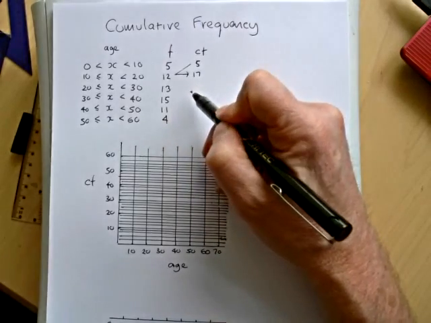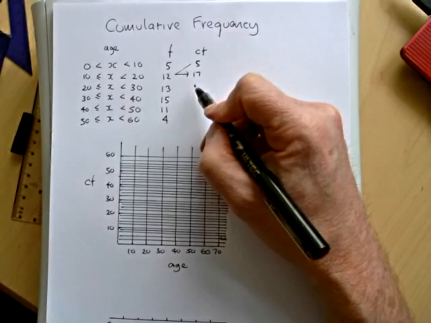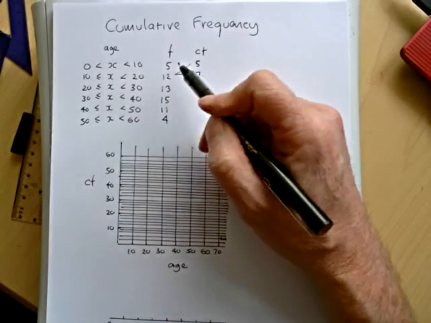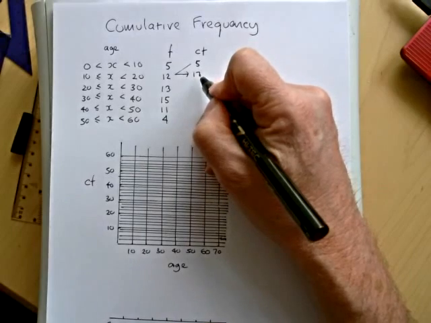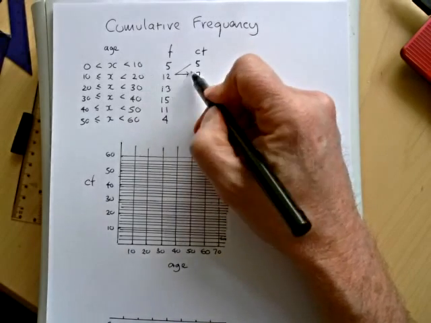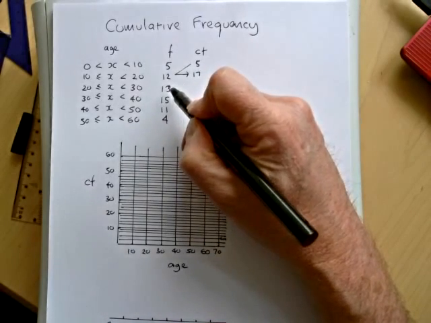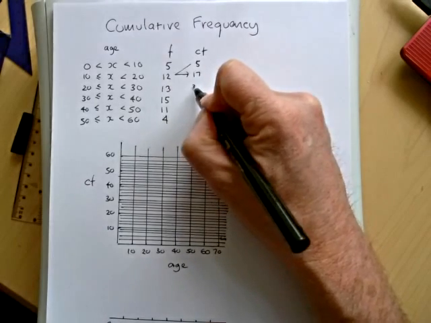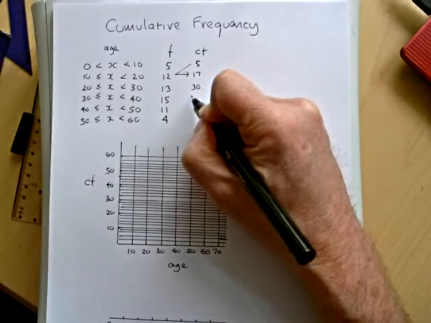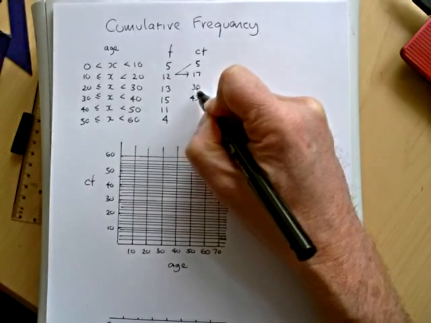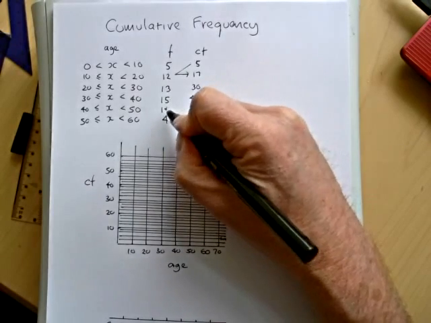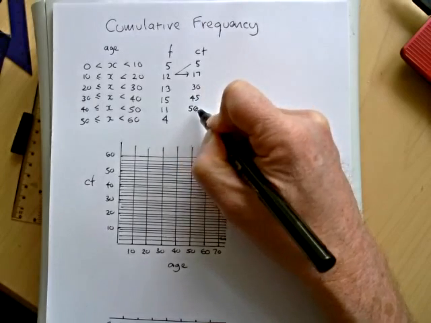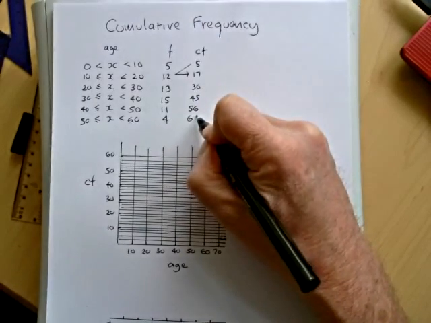So the next number that goes here has got to be the number of people in the street who are aged up to 30. So it includes the 17 we already know who are aged up to 20 and the 13 that are 20 up to 30. So 17 and 13 makes 30. So if we carry on now, that's 30 and 15 is 45. 45 and 11 is 56, and 56 and 4 is 60.